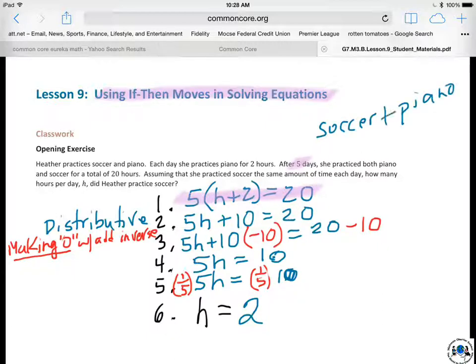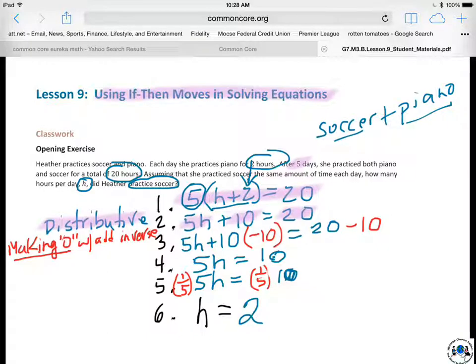What I do have is the piano hours, which is right here. So that's 2. H is what they asked us to use for the soccer hours. How many hours per day did you practice soccer? That's going to be H. And then there's our soccer plus piano, which is H plus 2. 5 days worth of that equals 20, because they're saying that she practiced for a total of 20 hours. Then we do the distributive property right here. Distribute out the 5, so that becomes 5h plus 10 equals 20.